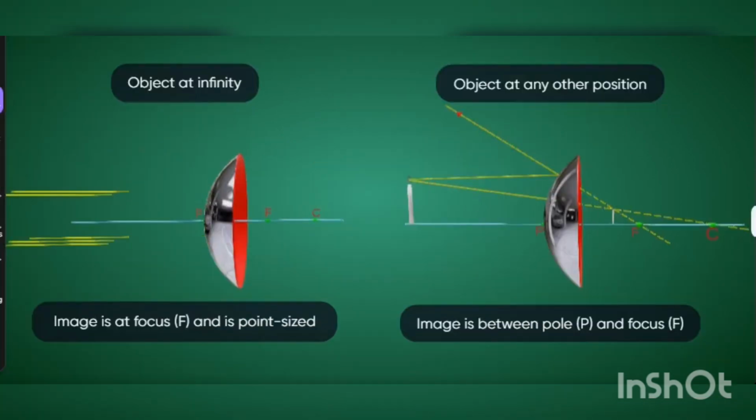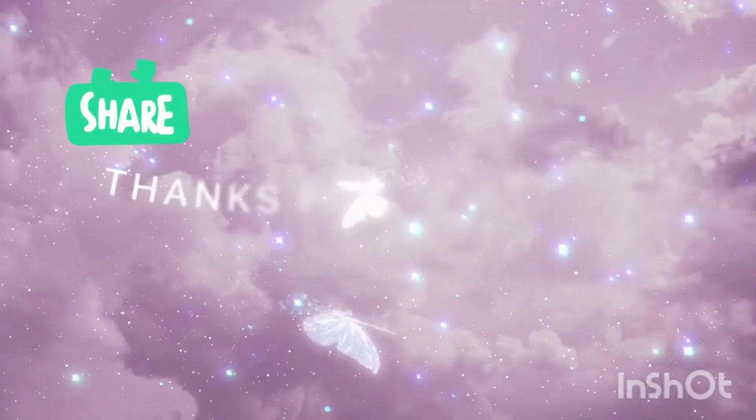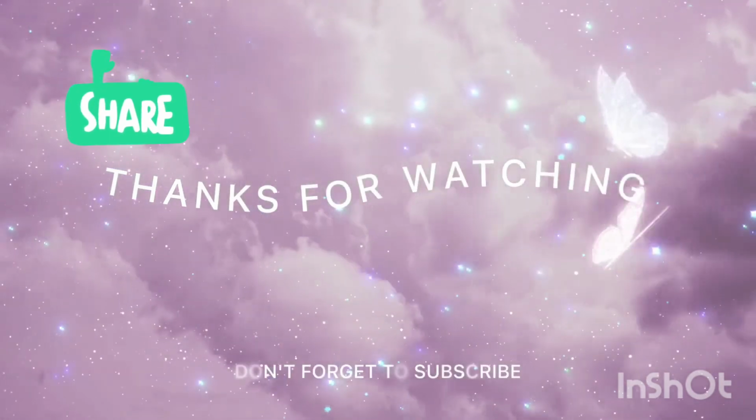So in case of a convex mirror, you have to remember these two cases. First is object at infinity, then image is produced at focus behind the mirror and is point size. Second case is object at any other position between the pole and infinity. Then image is formed between pole and focus and it is diminished, virtual and erect.